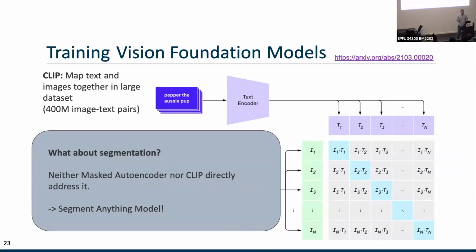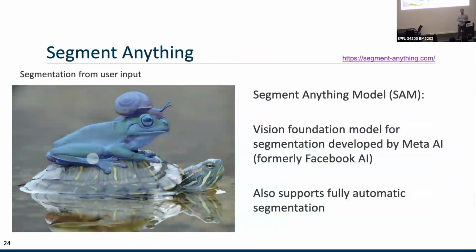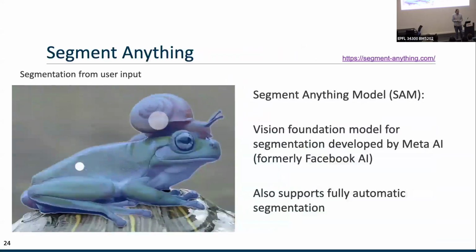So all of this is great and gives us interesting capabilities, but neither this masked pre-training nor CLIP directly allows us to segment objects in images, which is what we are interested in in the context of microscopy. And so this brings us to the model we'll discuss in most detail, which is the Segment Anything model.